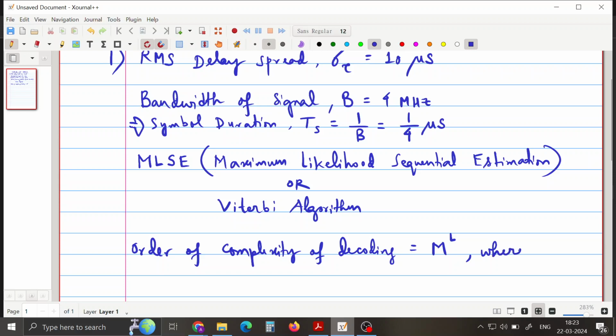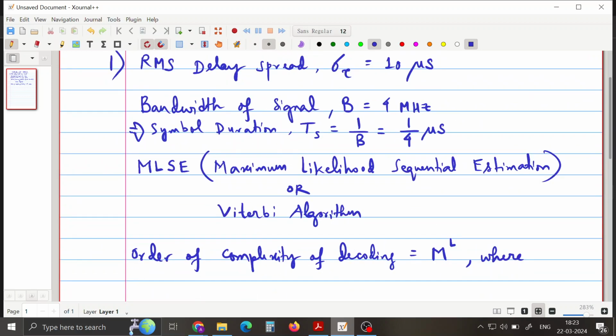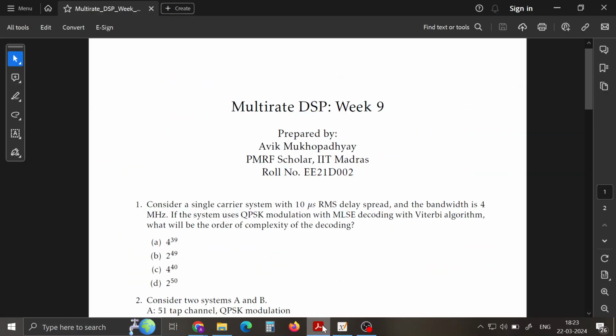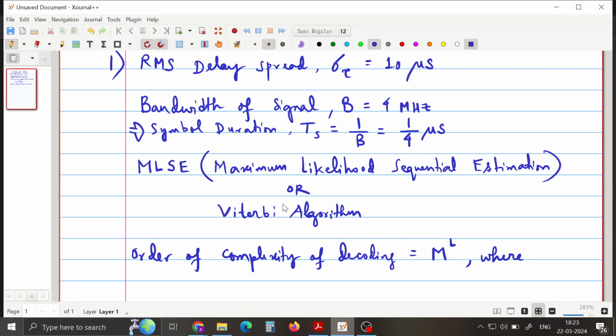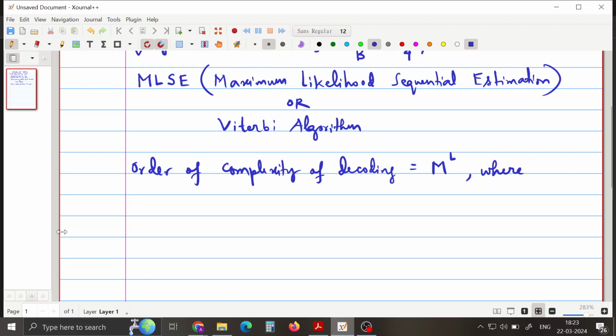where M is simply the constellation size. The modulation scheme that we are using here is QPSK. In the question we are given that we are using QPSK modulation, so M is the constellation size. In QPSK the size is 4, because there are 4 symbols in the 4 different quadrants. So M is 4, and L is the number of symbols of ISI, and we need to find this L first. For that we need the RMS delay spread and the symbol duration. So let's write it down.